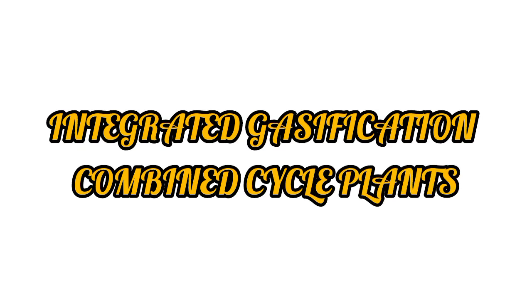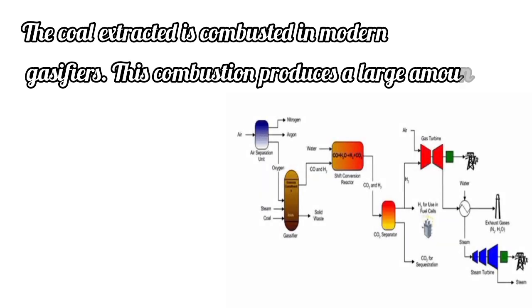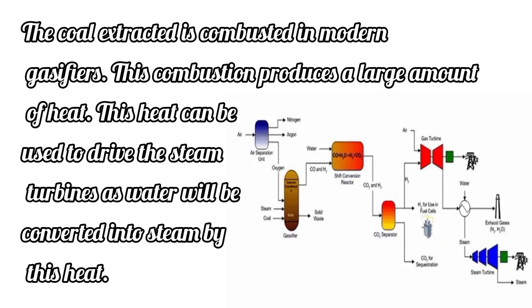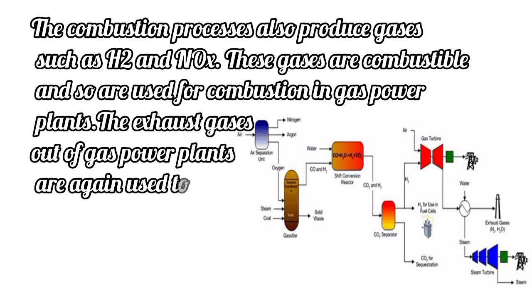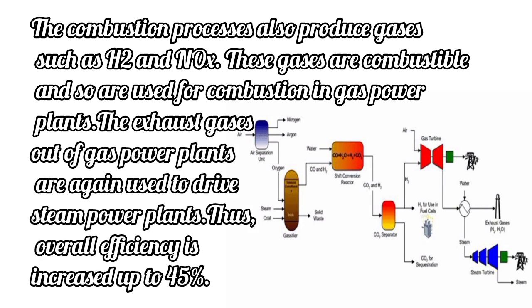Integrated gasification combined cycle plants. The coal extracted is combusted in modern gasifiers. This combustion produces a large amount of heat. This heat can be used to drive the steam turbines, as water will be converted into steam by this heat. The combustion processes also produce gases such as H2 and NOx. These gases are combustible and so are used for combustion in gas power plants. The exhaust gases out of gas power plants are again used to drive steam power plants. Thus, overall efficiency is increased up to 45%.